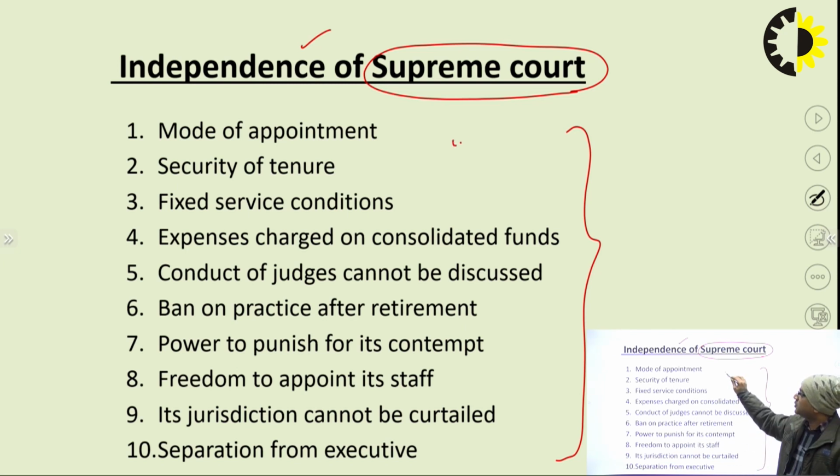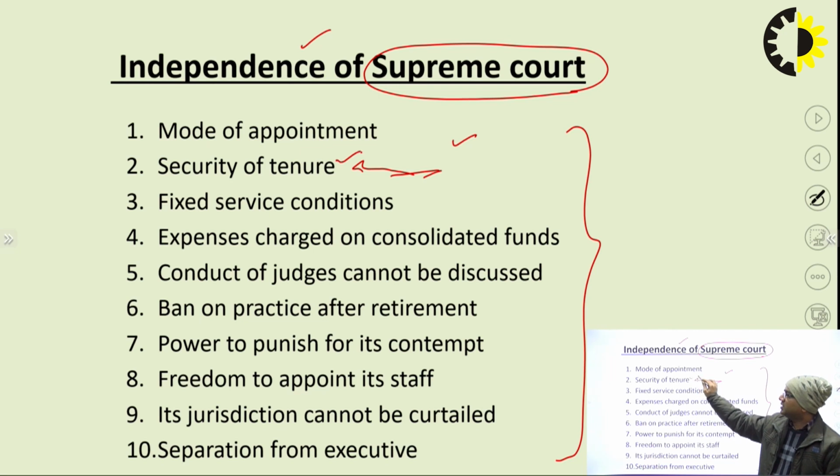Firstly, the mode of appointment is completely free from the legislative and executive branch of our government. Secondly, the security of tenure. Security of tenure means that the terms and conditions, or the duration for which a person remains a judge, is also secured. It shouldn't be that any judge would be retired in the middle of his working. And then fixed service conditions: whatever benefits they are informed of at the time of their joining, they will be given.